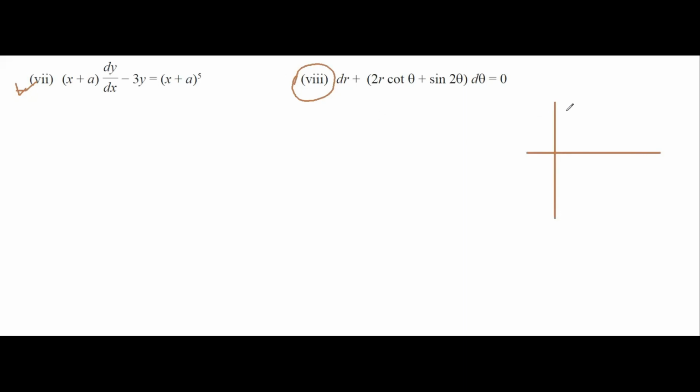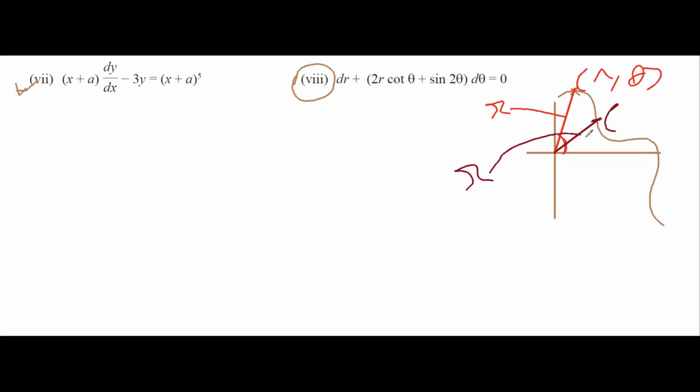For example, I have a curve like this. So what is the coordinate of this particular point? The coordinate of this particular point in terms of polar coordinates will be r, theta. What is r? r is this distance. What is theta? Theta is this. Similarly, what will be the coordinate of this particular point here? It will be again r and theta. But in this case, your r will be this, and your theta will be this. So that's how your curve will look like.